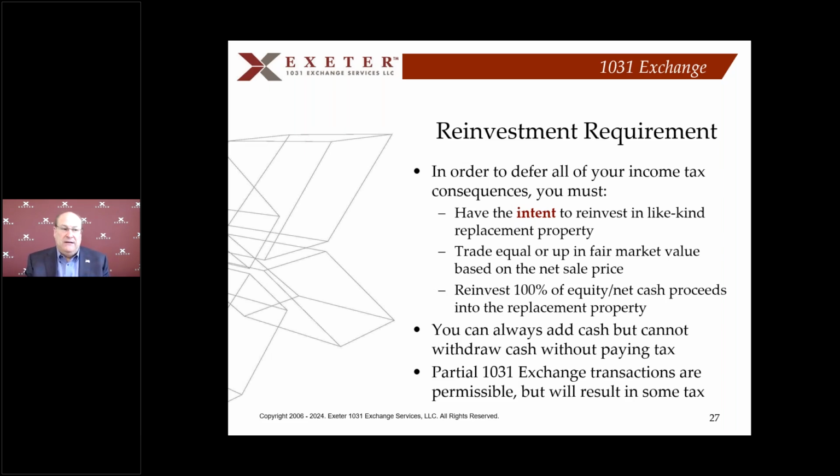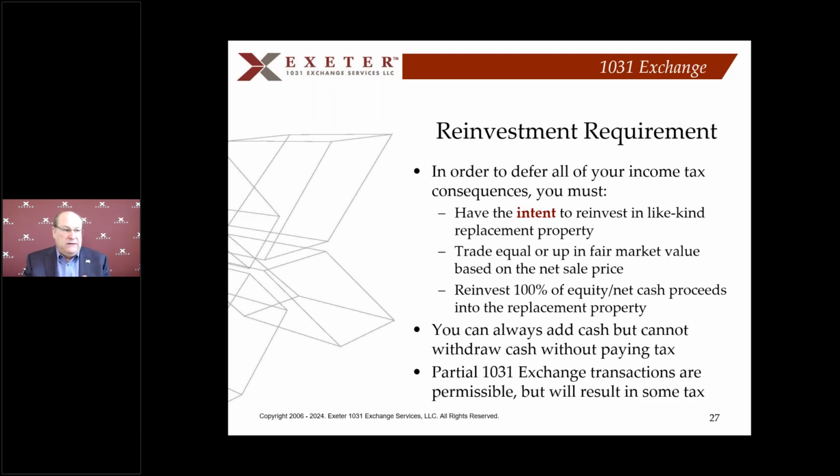So having said that, we get a lot of questions about how much do I have to reinvest? And this is probably the third area. First one was qualified use. That's the most confusing area. Then like-kind property, and now probably reinvestment. A lot of people think you have to reinvest your profit, your taxable gain, or your cash, the equity that comes out of your sale. Neither of those are true.